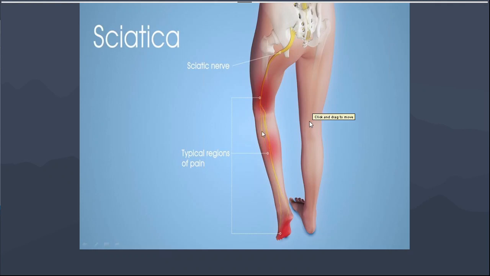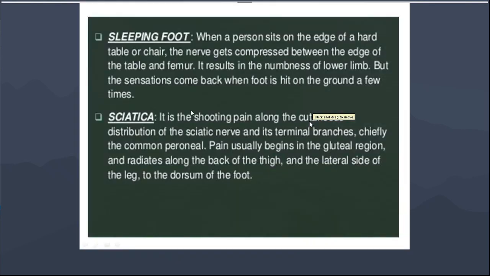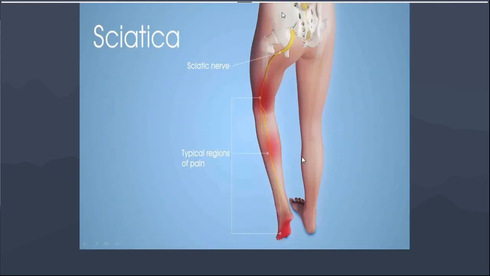When the common peroneal nerve is compressed, it affects its supply here: the lateral side of the leg, and also the dorsum of the foot. So the cutaneous innervation of this common peroneal nerve will be damaged. That is called the shooting pain. Pain begins in the gluteal region and radiates along the back of the thigh, the lateral side of the leg and the dorsum of the foot. So this is called sciatica, and it involves the common peroneal.